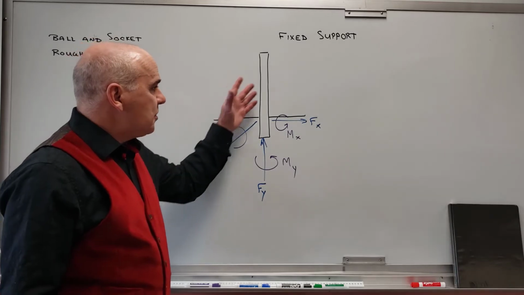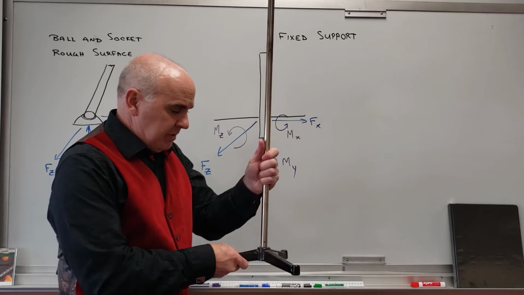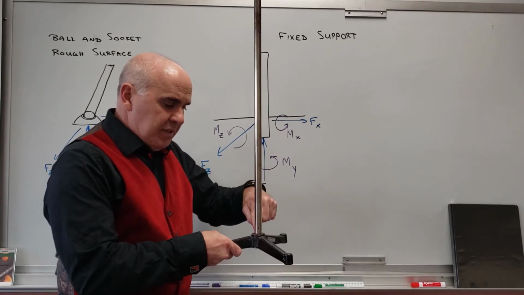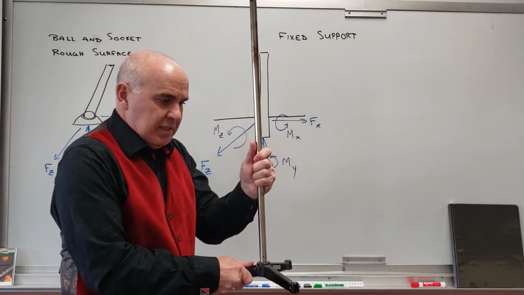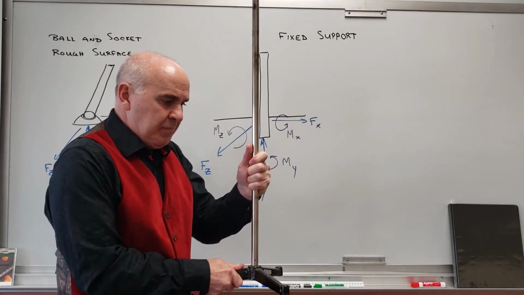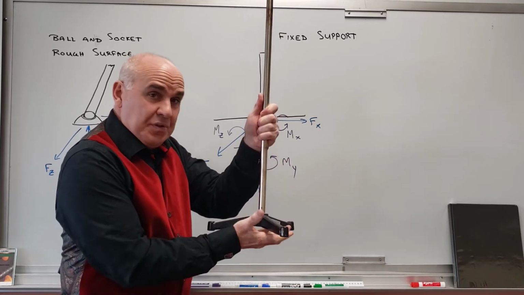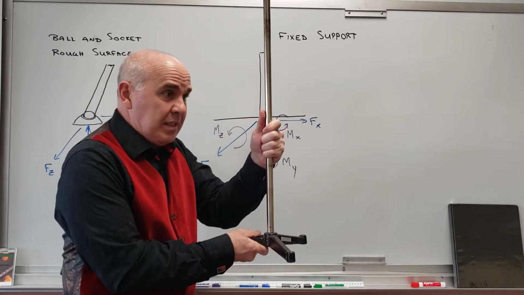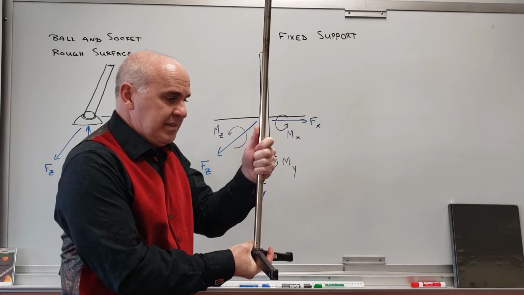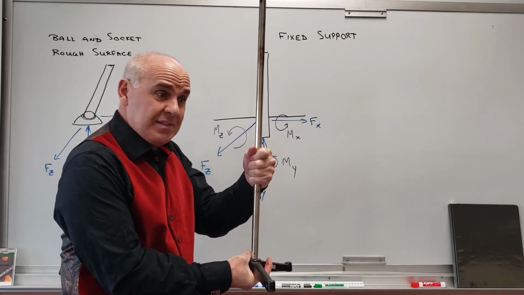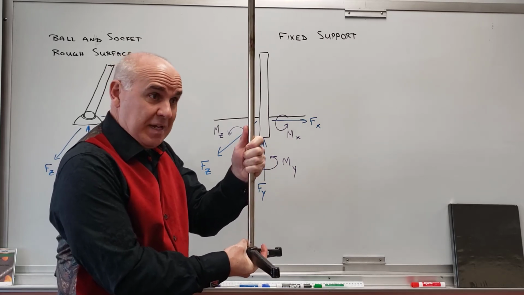And then a similar support is a fixed support. Okay, so I've got a fixed support here on this ring stand. This is screwed into the base. So if I lift up, it doesn't go up or down, doesn't go towards the camera or away from the camera, right? And it doesn't go to the right or to the left because it's fixed into this base. And so that's not going to be allowed to happen. In addition, if the base is fixed, I can't rotate it around the x-axis, I can't rotate it around the y-axis, and I can't rotate it around the z-axis.